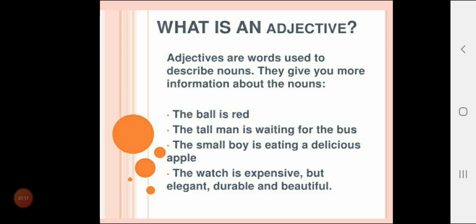Similarly, next sentence: the small boy is eating a delicious apple. The small boy, here what are adjectives? Small is an adjective, delicious is an adjective, because the boy is eating an apple. We can write this also, but we are writing the small boy. The word small is describing the boy, that he is small. And delicious means the apple is delicious, describing the quality of the apple. Therefore there are two adjectives present in this sentence.